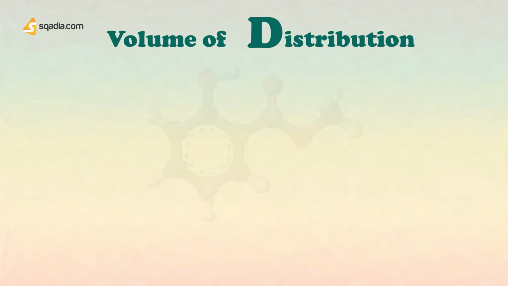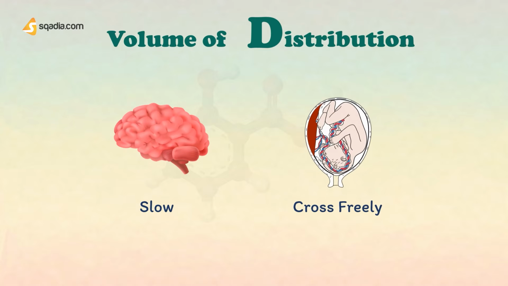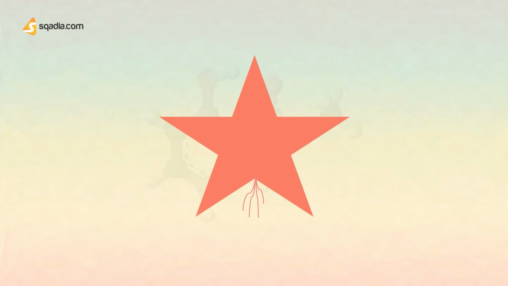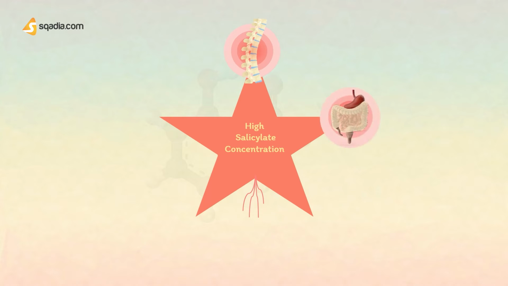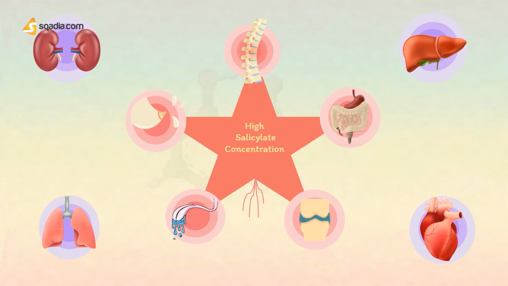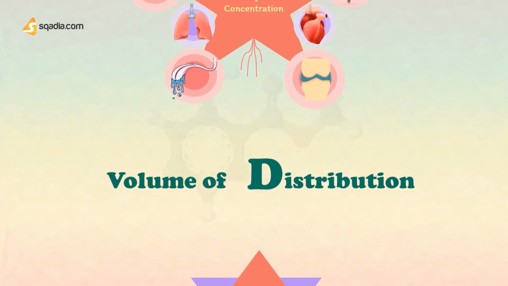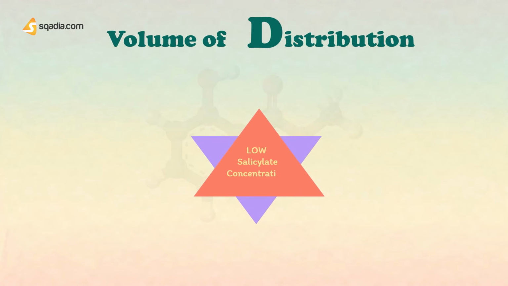Talking about its volume of distribution, aspirin is distributed to body tissues shortly after its administration. Entry into the brain is slow, but aspirin freely crosses the placenta. The plasma contains a high level of salicylate, as do tissues such as spinal, peritoneal, and synovial fluids, saliva, and milk. The kidney, liver, heart, and lungs are also found to be rich in salicylate concentration after dosing. Concentrations of salicylate are usually low, and minimal concentrations are found in feces, bile, and sweat.